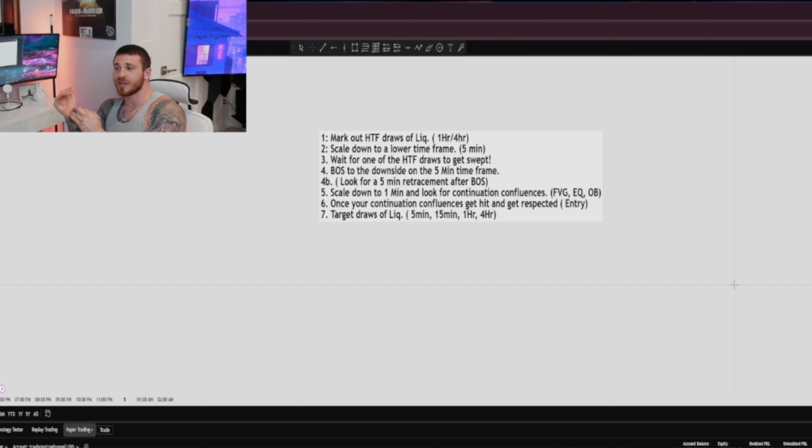That's our entry. What are we going to target above? Our 5-minute highs, our 15-minute highs, our 1-hour highs, or our 4-hour highs. It matters what risk to reward they're going to be, right? But again, let's say there's a 5-minute high at a 1 to 1.5 risk to reward. Maybe that's where you want to take partials.